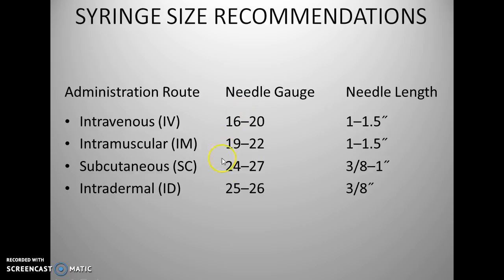Here are some of the different types of needle gauges and needle lengths depending on the type of administration route. If you have an IV, these are the type of needles that are used. Needle gauge 16 to 20 if you're going into the vein, 19 to 22 if you're going into the muscle, subcutaneous 24 to 27, it's a little bit smaller. And if you're going intradermal, 25 to 26 would be your needle gauge. And then your needle length will be different. Notice that for IV and IM, it's much longer than for subcutaneous and intradermal. Intradermal, especially, you don't really have to go very far, and so your needle length does not need to be very long.